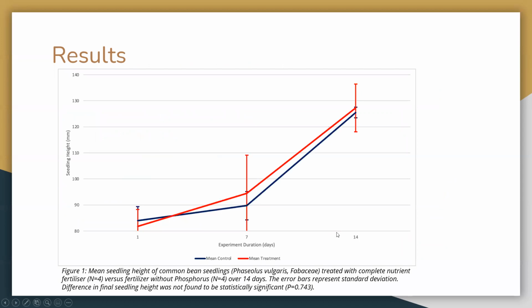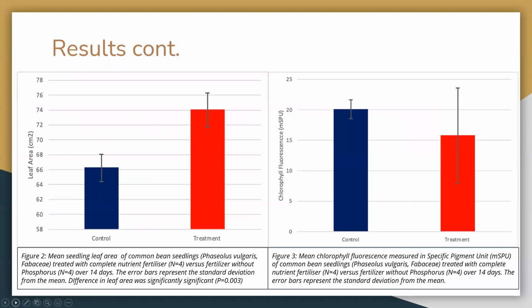This graph shows seedling height of both the treated sample and the control samples at day 1, 7, and 14. There was no significant difference in final seedling height, with a p-value of 0.743. There was a statistically significant difference between final leaf area of the treated samples compared to the control samples, with a p-value of 0.003. Samples treated with the fertilizer without phosphorus had a greater leaf area compared to the control samples that had phosphorus present.